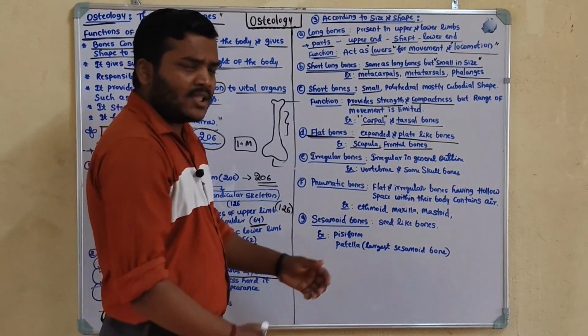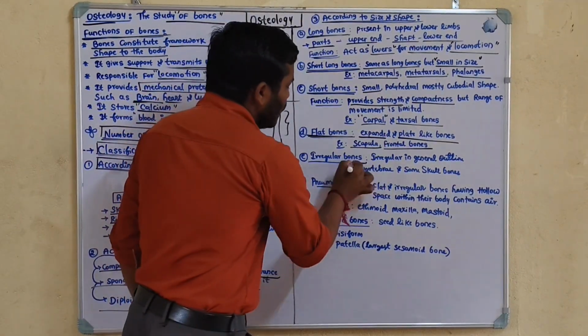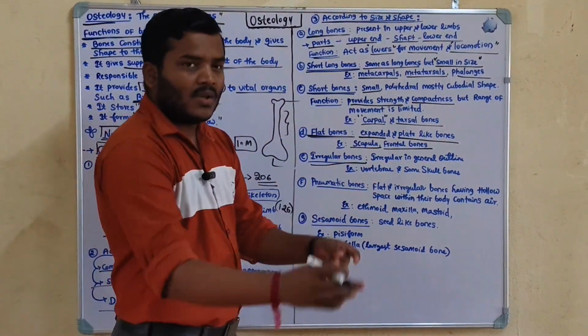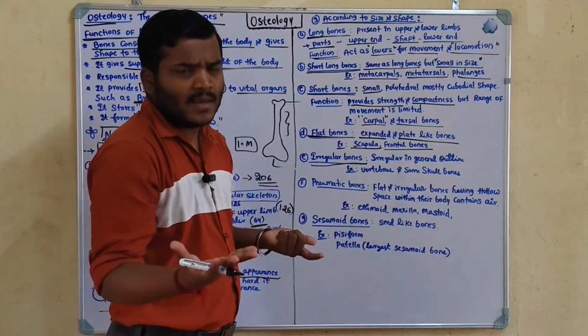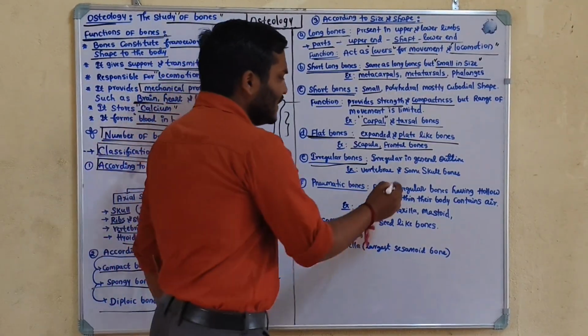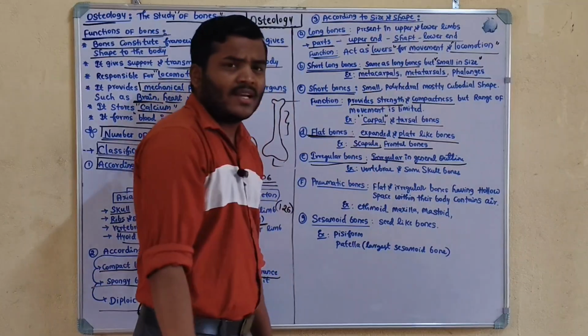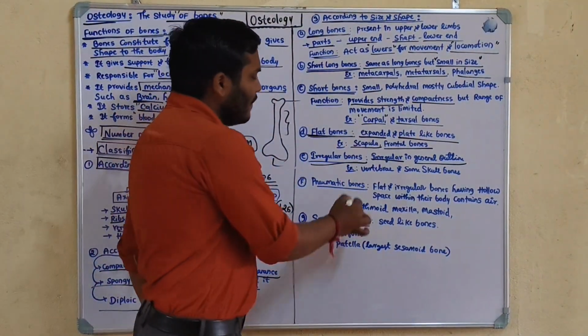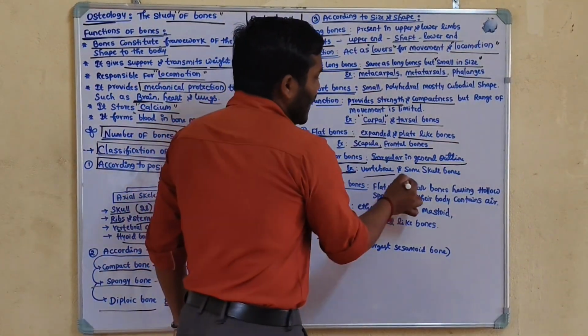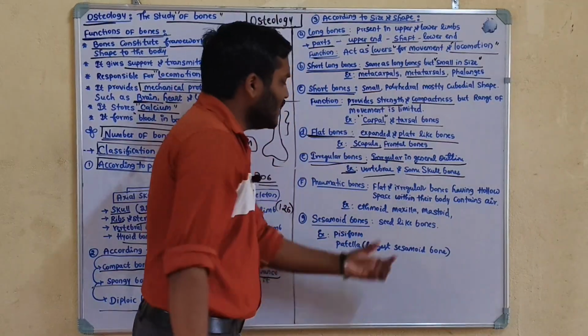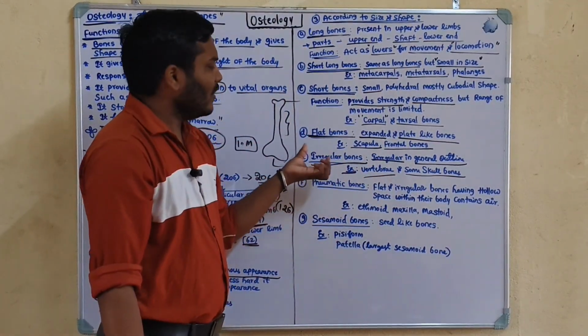Okay. The next bone type is irregular bones. Irregular means they do not have a proper boundary. These are irregular in general outline. For example, vertebrae and some skull bones are examples for the irregular bones.